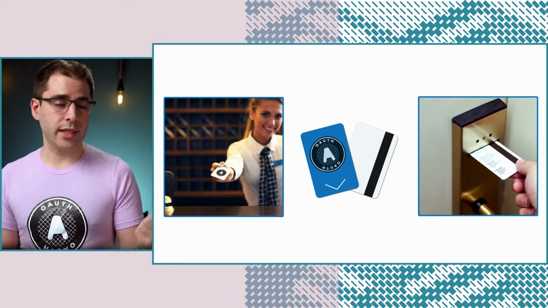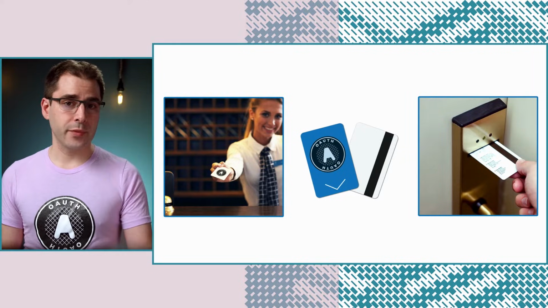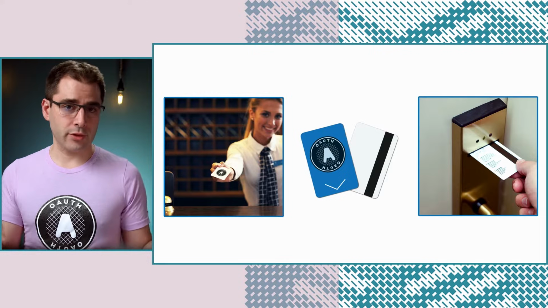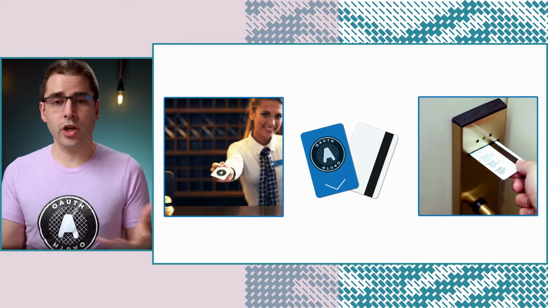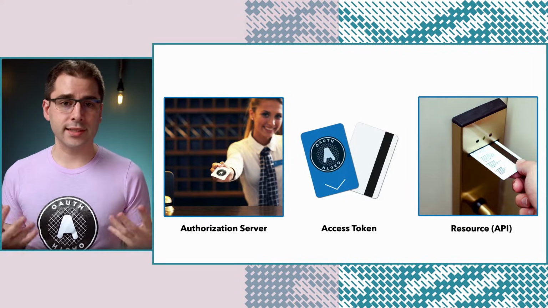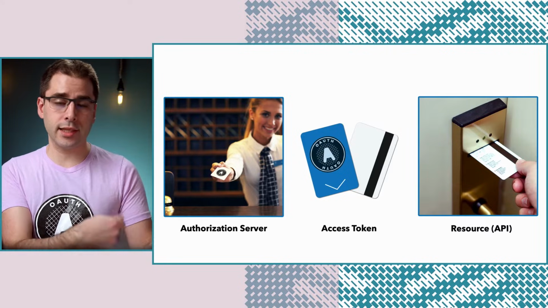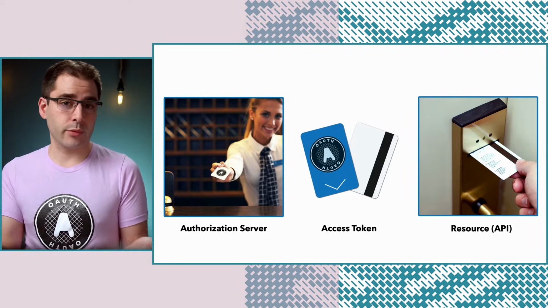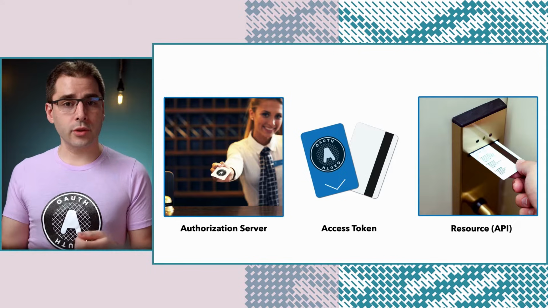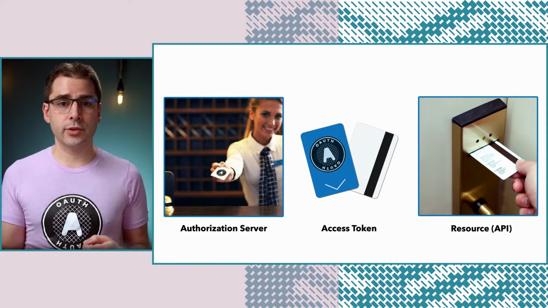When you go to a hotel and check in, you show the person at the hotel front desk your ID and credit card. They give you back a key card. You take that key card and you go up to the room, and then you swipe the key on the door and the door opens up and lets you in. Now, this, believe it or not, is actually analogous to an OAuth exchange. The person at the front desk is the authorization server handing out these key cards, which in OAuth would be the access token. And then the door is the resource or the API that is trying to be accessed with that access token.